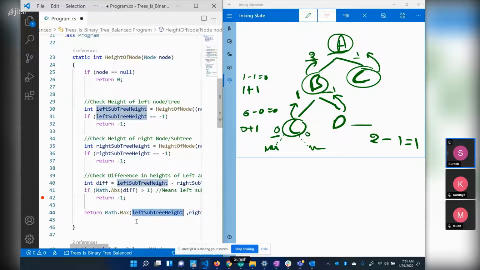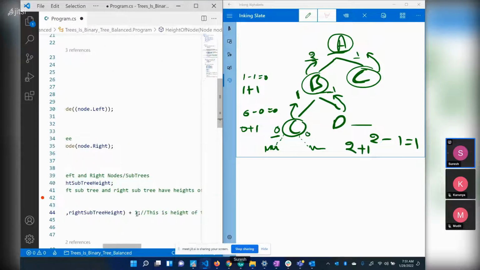So what is the maximum of 2 and 1? Maximum is 2, and you are adding 1 to it here, line number 44. And that will be the height equal to 3. That will return 3. So that is the final answer written from A, equal to 3. That's correct, right? This is first level, this is second level, and this is third level. You can count from top or bottom, doesn't matter. So the height of the whole tree is 3.